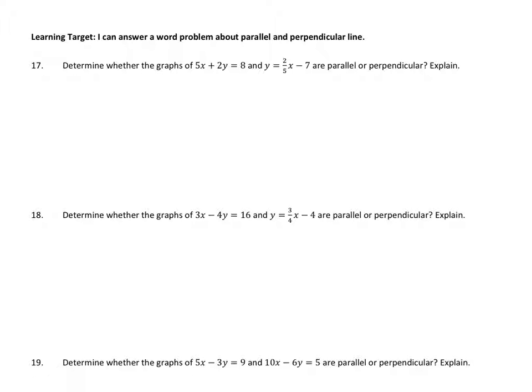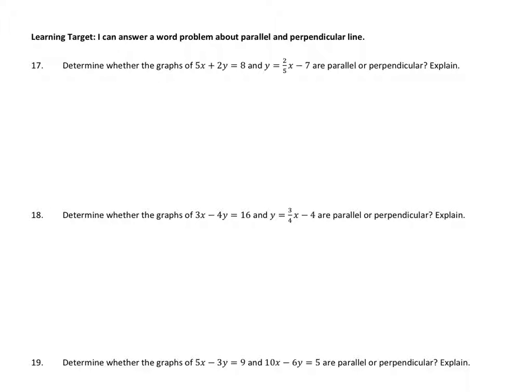Now let's take a look at the learning target. I can answer a word problem about parallel and perpendicular lines. So let's take a look at 17. Determine whether the graphs of 5x plus 2y equals 8 and y equals 2/5 x minus 7 are parallel or perpendicular, and explain. So what are we going to be looking for to figure out if these lines are related at all? You got it. We're going to look at their slopes.